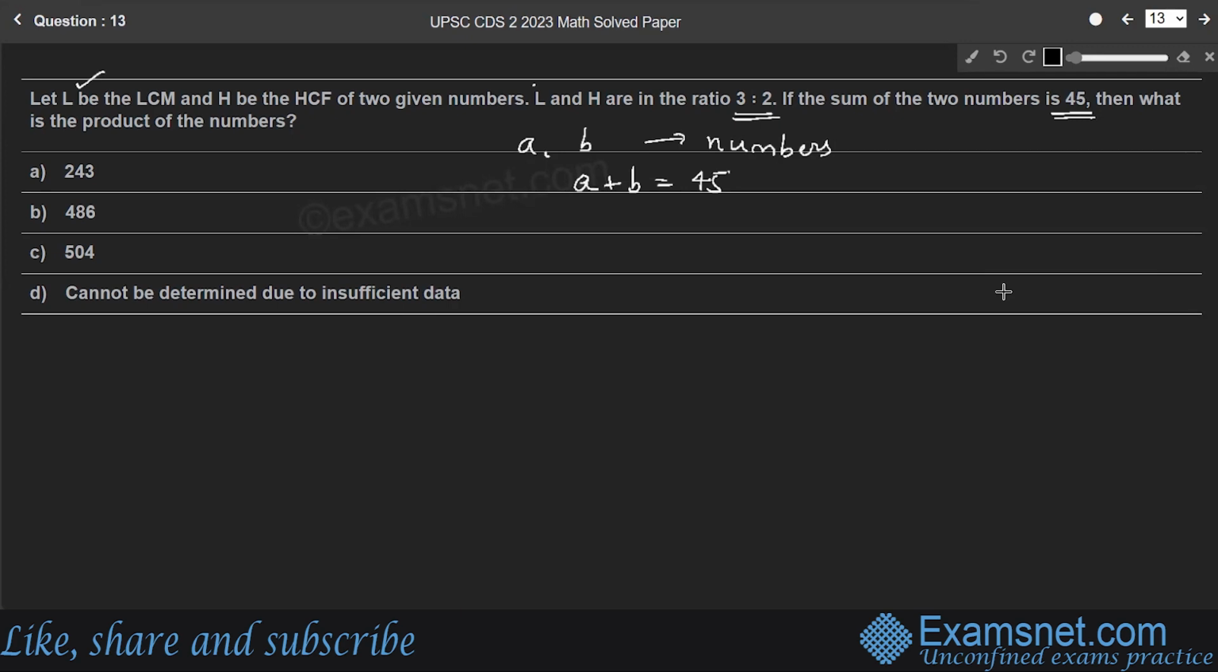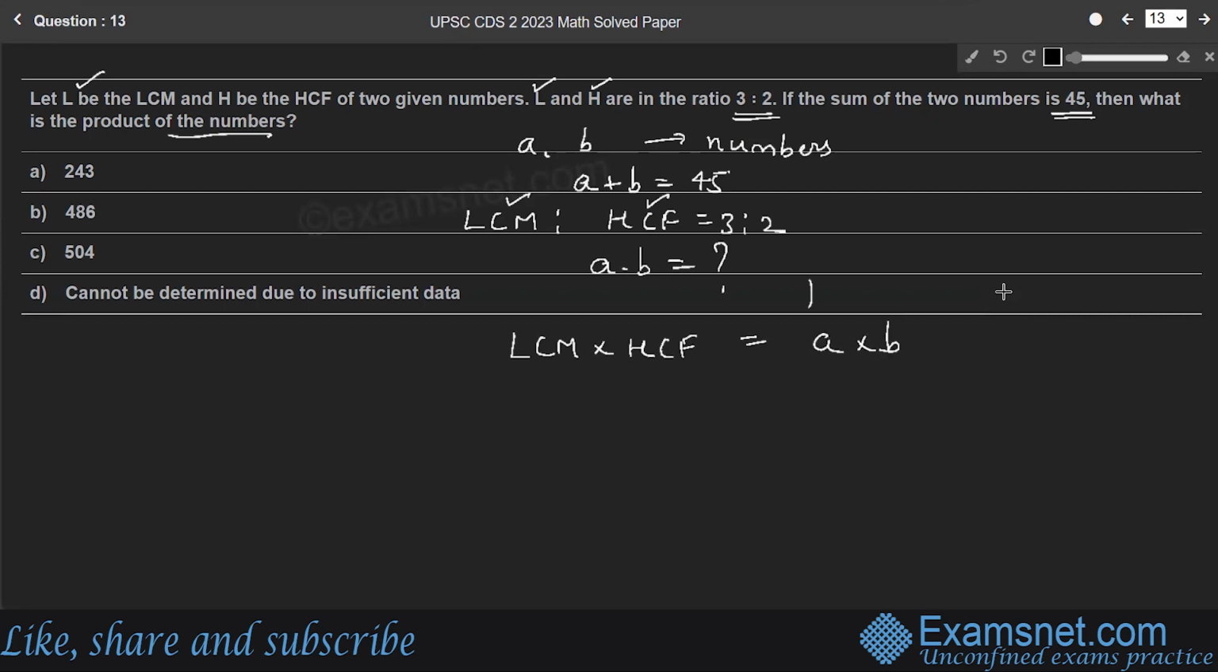And LCM and HCF ratio is 3:2, right? So LCM is to HCF ratio is 3:2. So we need to find product of two numbers. So that means A into B is how much? Right? So we know that the product of LCM and HCF is nothing but product of two numbers, right? So LCM into HCF is always product of the numbers, right? Product of the numbers.